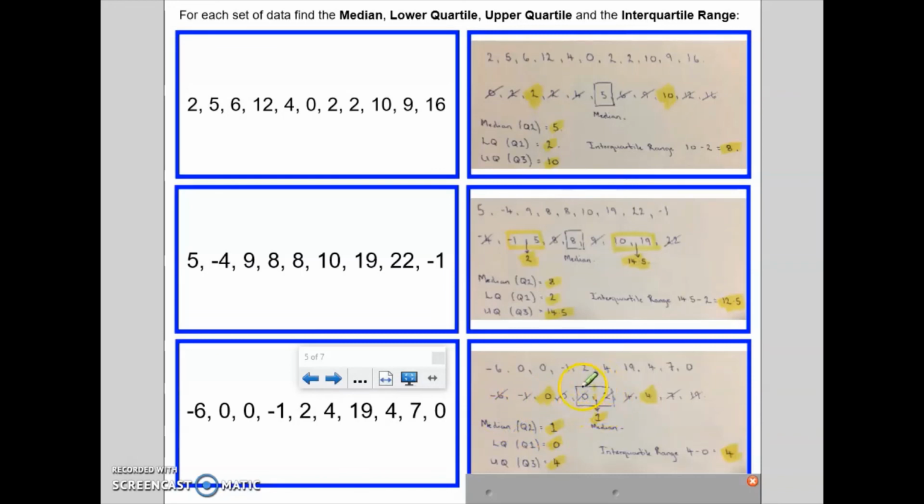Because this is not a true middle value, this 0 is now included in this data set. So I go ahead and find the middle value. My Q1 lower quartile is 0. And this 2 here is also included in this data set when I go ahead and try and find my Q3, my upper quartile, which ends up being 4. Then I go to find my interquartile range. Q3 subtract Q1, 4 take away 0 gives me an interquartile range of 4. Very well done if you were able to answer all 3 questions correctly.